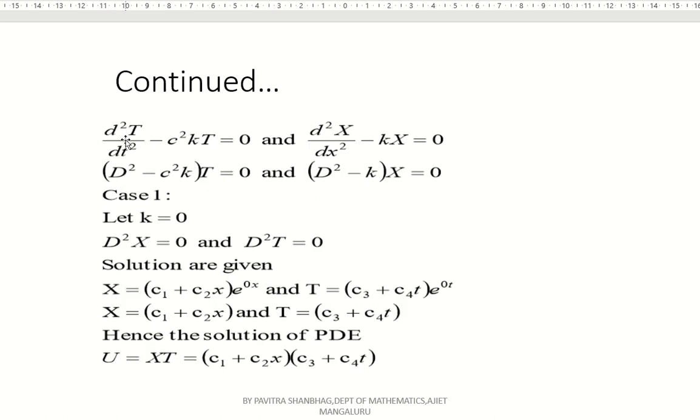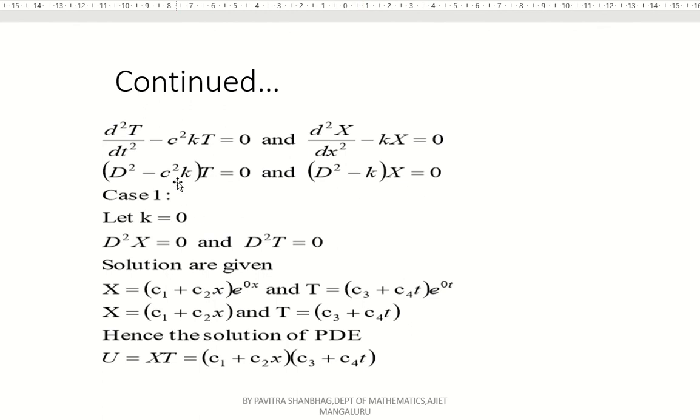After equating to the constant, we collect terms on one side. That is d²T/dt² minus c² k T equal to 0, and d²X/dx² minus kX equal to 0. Now this is in the form of a differential equation. If you take capital T outside, and write d/dt as capital D, this becomes (D² minus c² k) T equal to 0. Similarly, (D² minus k) X equal to 0.